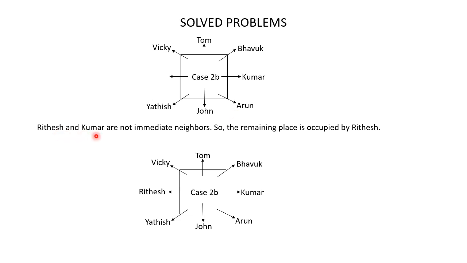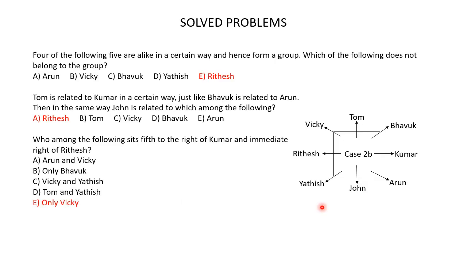It's given Ritesh and Kumar are not immediate neighbors. Now, the only position left for Ritesh is this position. So, mark Ritesh in that position. Clearly, Ritesh and Kumar are not immediate neighbors. So, that condition is satisfied. So, now we have the final seating arrangement as this. This is the final seating arrangement for the given problem.